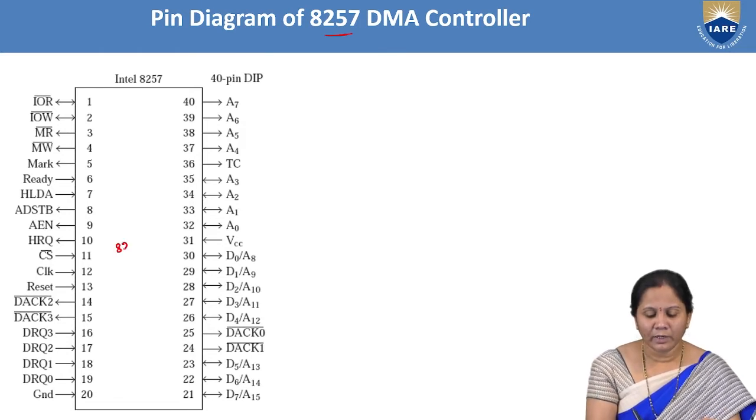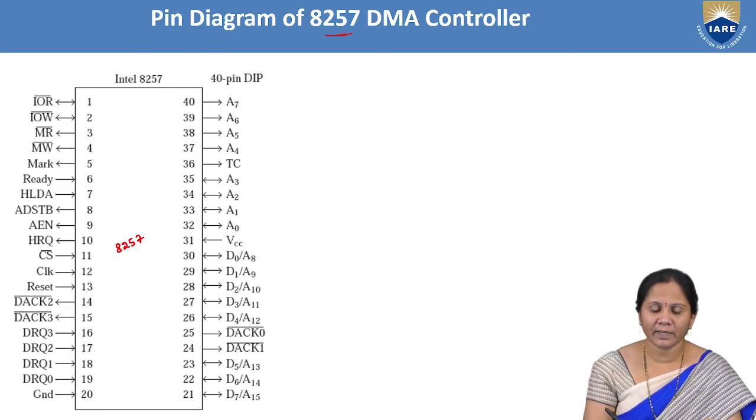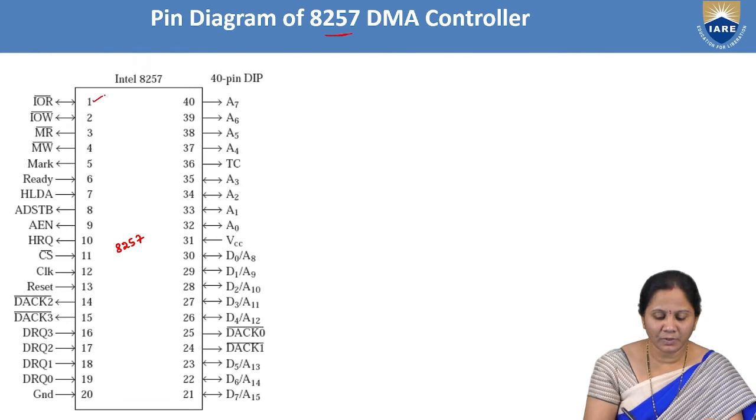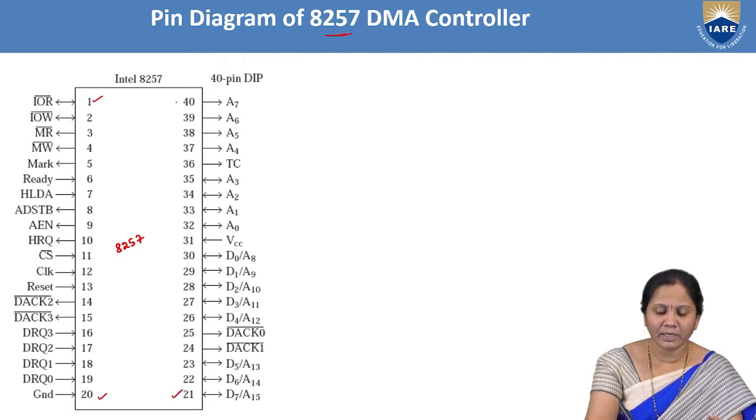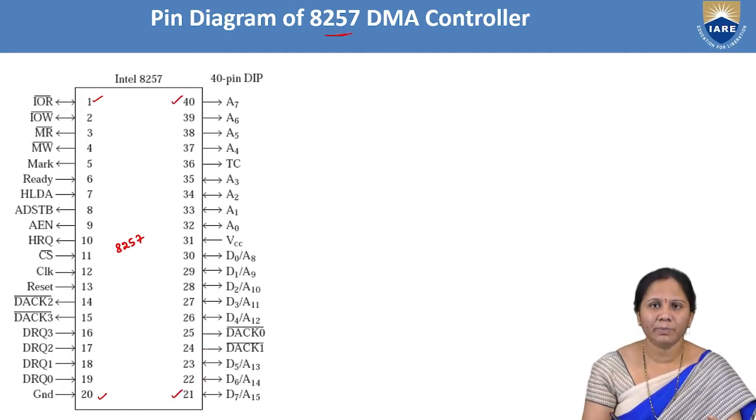This 8257 DMA controller has 40 pins, all arranged in a dual inline package. Arranging the pins in the dual inline package means we can observe the pins from 1 to 20 at one end of the IC. At another end of the IC, we can see the remaining 20 pins, from pin number 21 to pin number 40. So all these are the 40 pins of the 8257 DMA controller.